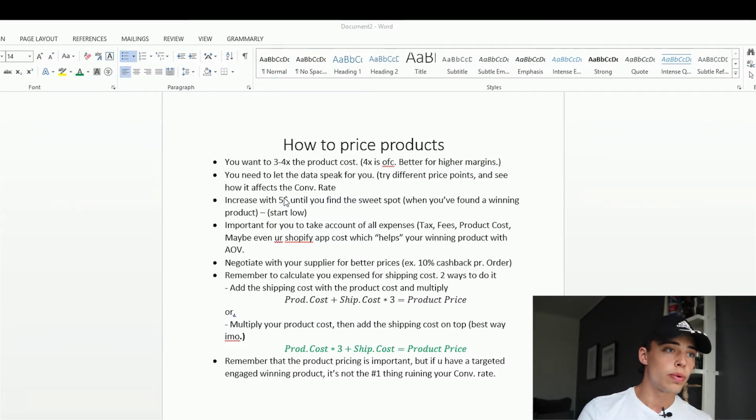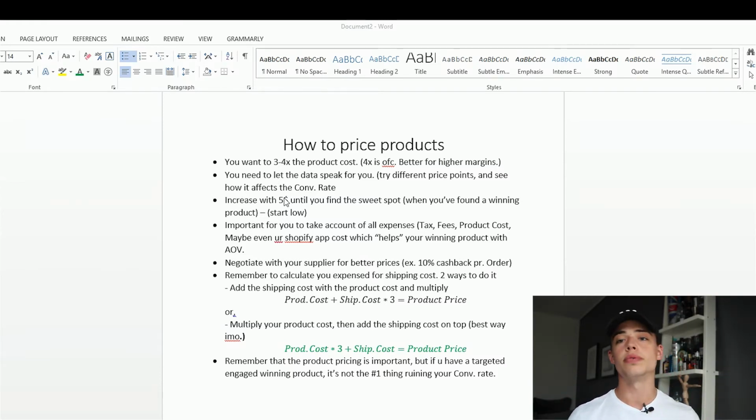And remember to calculate your expenses for shipping costs as well. So when you're pricing your product, let's say you are shipping with ePacket, that might be $2, $1.50, $3. It's a lot different from each supplier, and that's another whole video in itself, how you find a great supplier. So I'm going to make that as well.